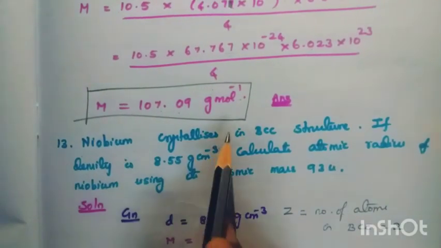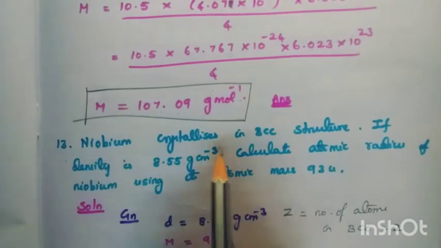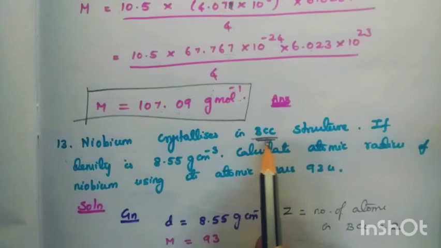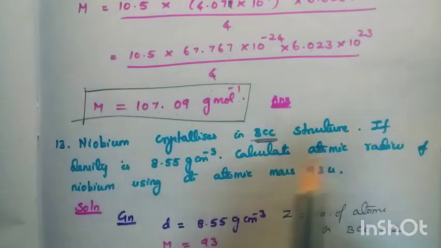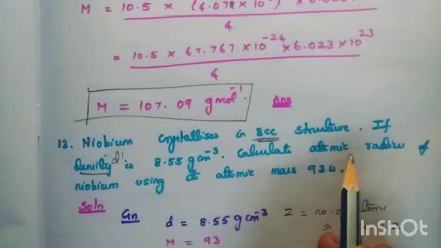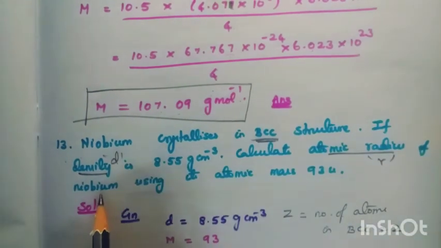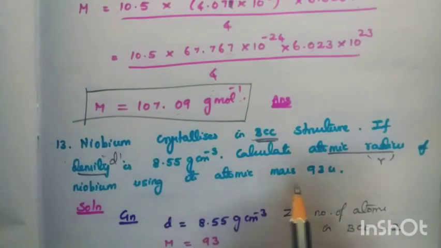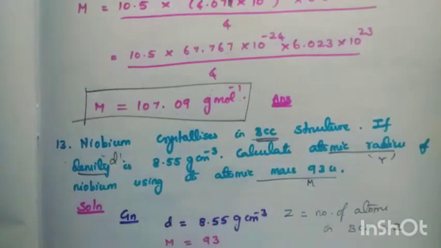Niobium crystallizes. The 12th one we already discussed, so I went to the third one. Niobium crystallizes in BCC. BCC, body centered, number of atoms per unit cell is 2. If the density is D, calculate the atomic radius of the niobium using the atomic mass. Atomic mass is given, that is M.